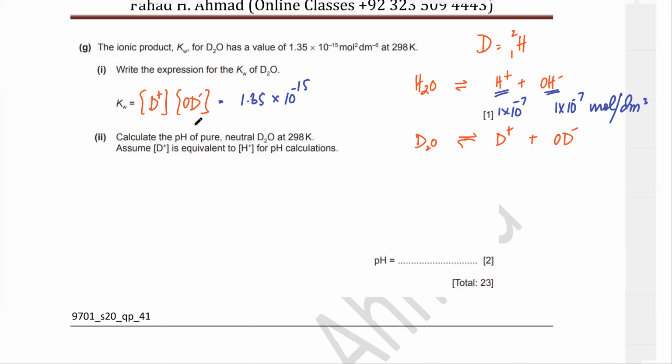So you're being asked to calculate the pH of pure neutral D2O. For pH, you would need H plus 1. We don't have H plus 1, we actually have D plus 1. Remember, D plus 1 and H plus 1 are the same thing. It's just an isotope of H. So these two ions are produced in exactly the same quantity. That means if the concentration of this is X, the concentration of this other ion is also X. So it's X into X, and it's equal to 1.35 times 10 power minus 15. To find X, you would have to take the square root. What do you get if you take the square root?